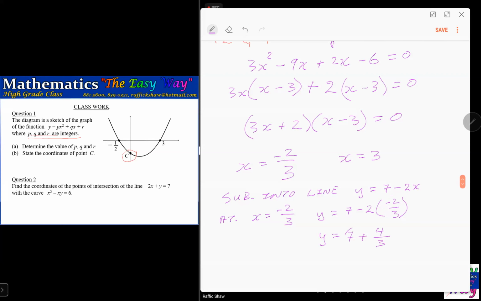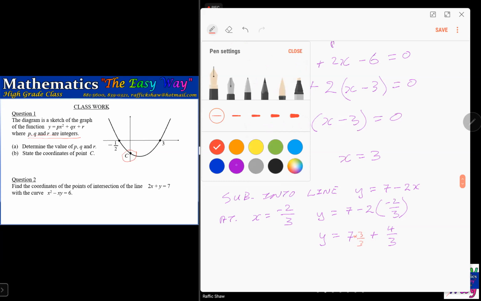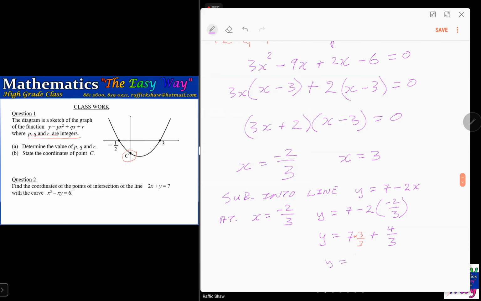Then I want this to become a fraction with a denominator of 3. So what do I do? Easy. Let me space it out so you can see it better. And so it becomes a plus 4/3. So I'm going to turn this into a fraction. I'm going to simply multiply it by 3/3. Simple. 7 times 3 is 21. So y equals 21/3. That's what this becomes. 21/3 plus 4/3, and so 21 and 4 is 25/3.